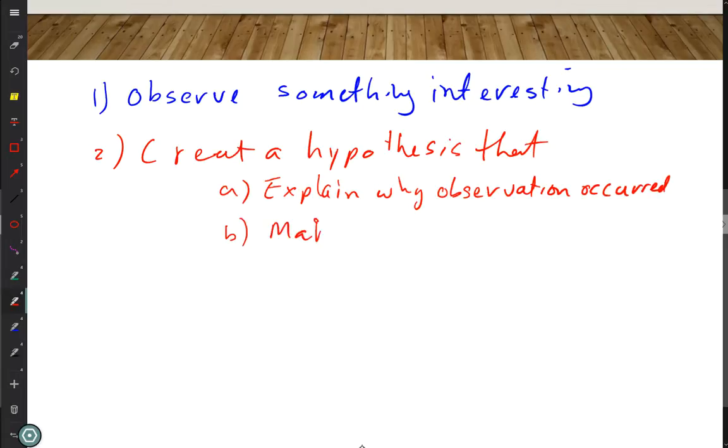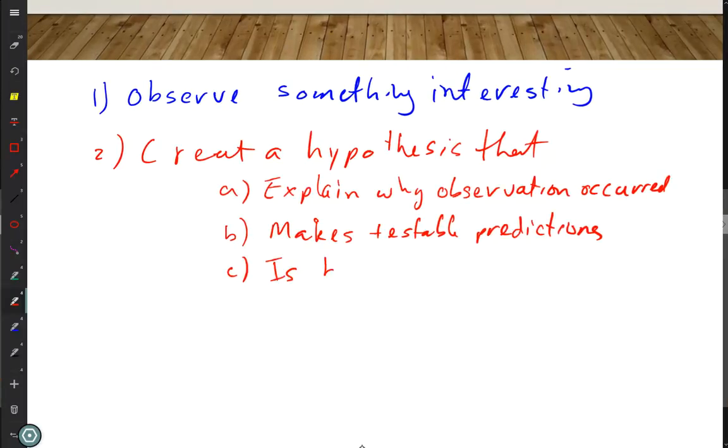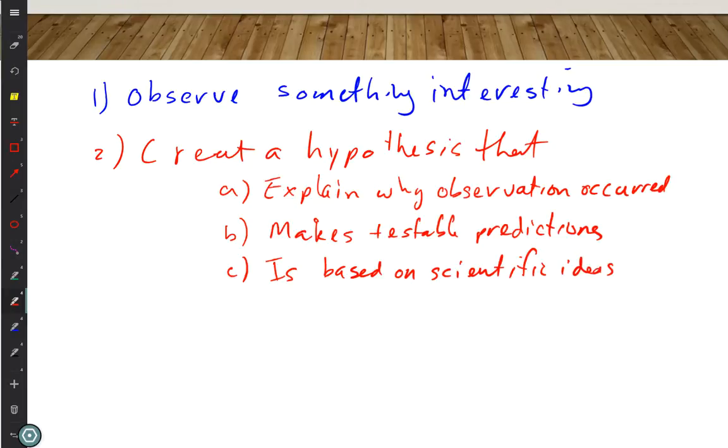Makes testable predictions. And what's the final one? It's based on scientific ideas. So you need to have those A, B, and C. It won't have A, B, and C listed, because if I listed A, B, and C, I think that would be too much telling you what to answer. So you'll have to put those in there.